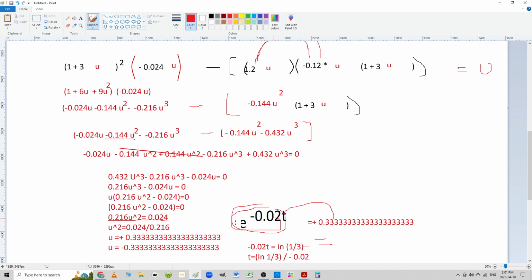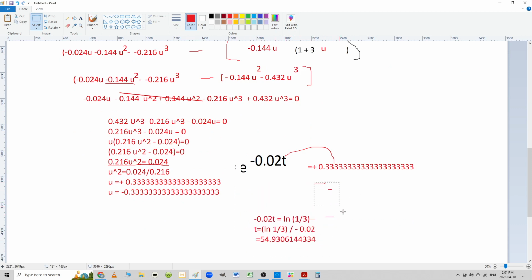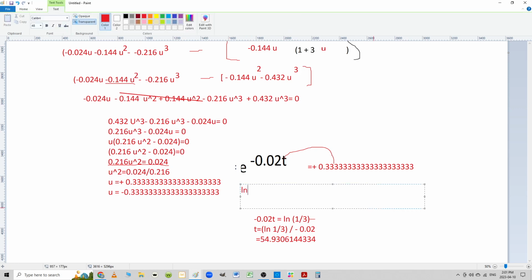I take a ln of both sides, and I kind of skipped that. I should do it more clearly. The only way you can solve exponents with your new knowledge is you take a ln of both sides. So it becomes ln of e to the power of negative 0.02t is equal to ln, open brackets, and here I'm going to use a third, because a third's more accurate and easier to type. Now the rule of exponents for ln is I can take this exponent and put it in front. And so it's times ln of e is equal to ln of a third.